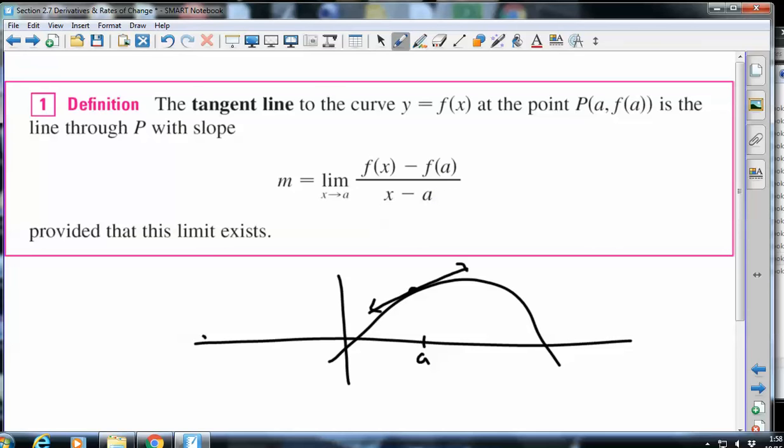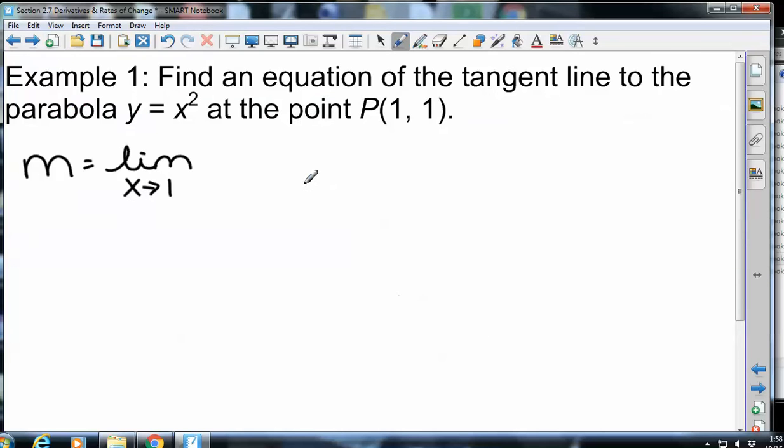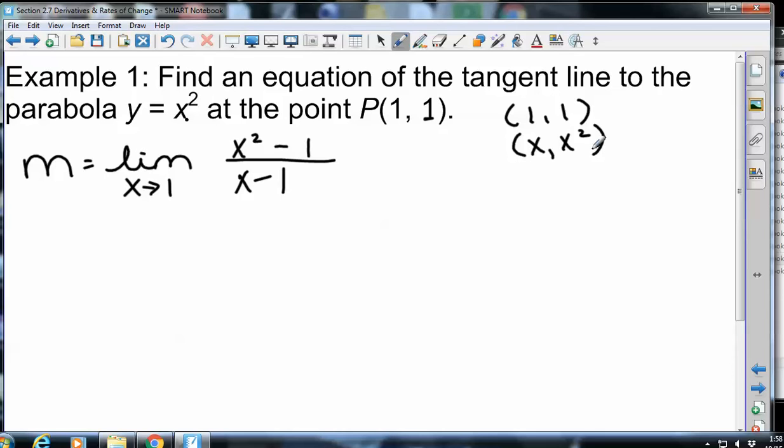This is just your slope calculation: y2 minus y1 over x2 minus x1. So we're going to calculate the slope between these two points. So my f of x is x squared minus 1, over x minus 1. If you need to, you can think about these as 2 points. 1, 1 is one of the points. The other one, if you put in x to find your y, you do x squared. And then I just did the slope between those: y2 minus y1 over x2 minus x1. You guys see where I got that?